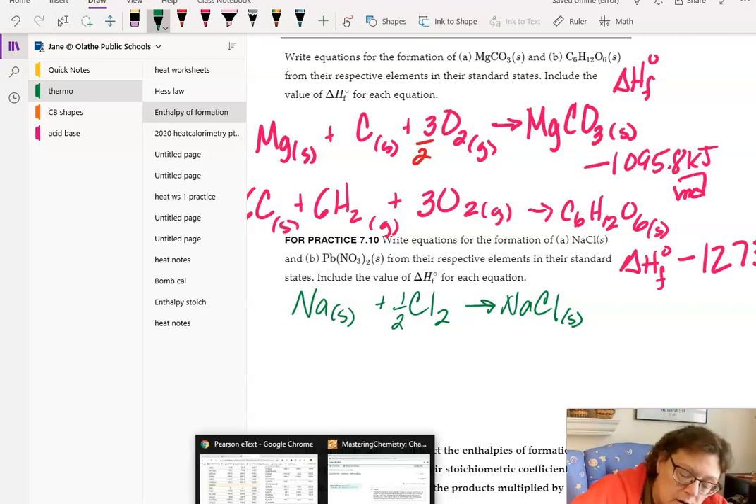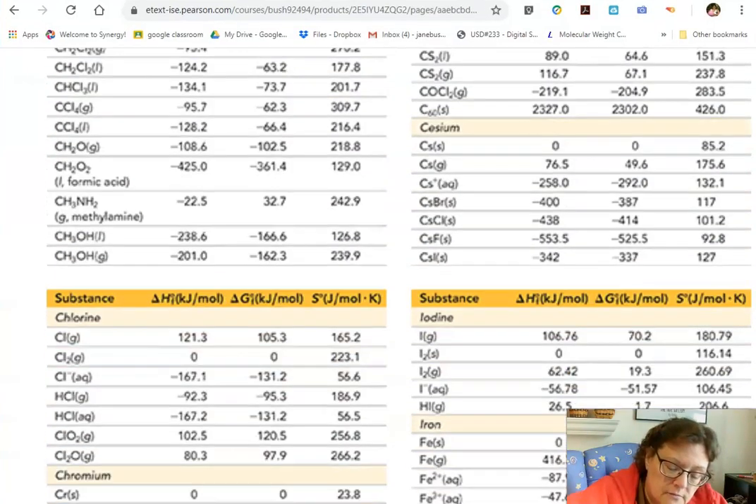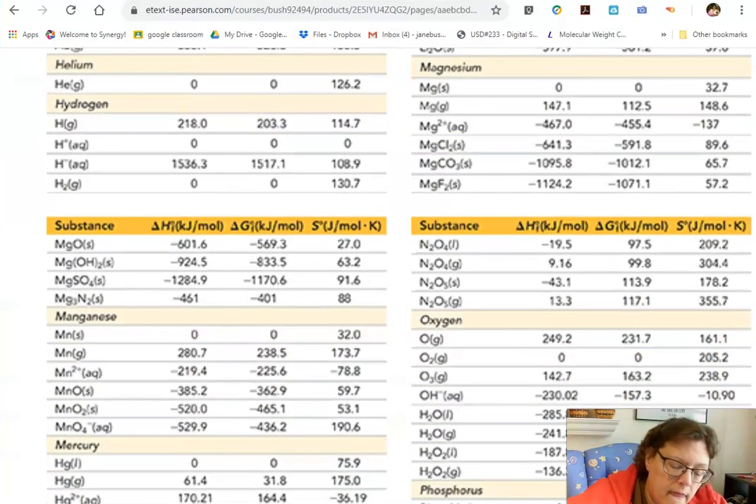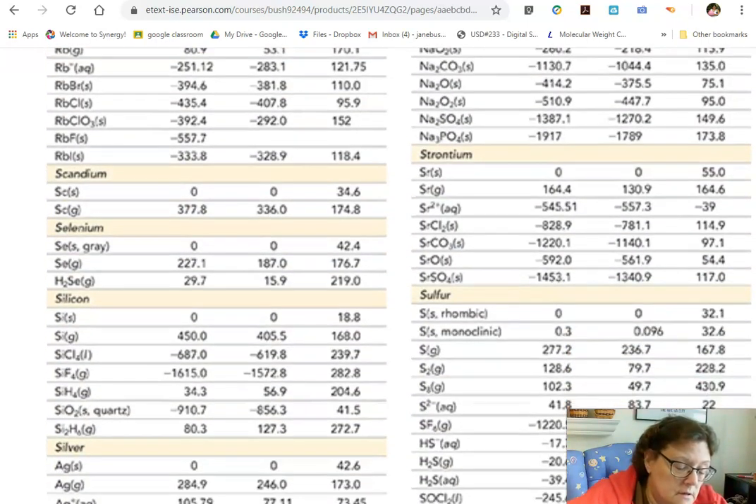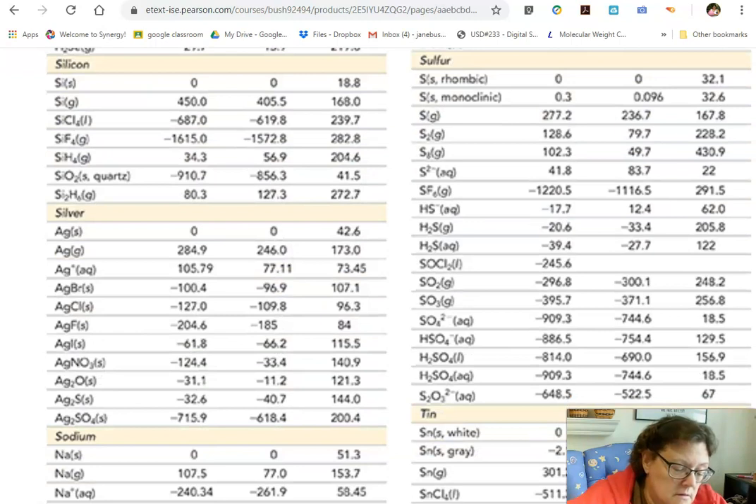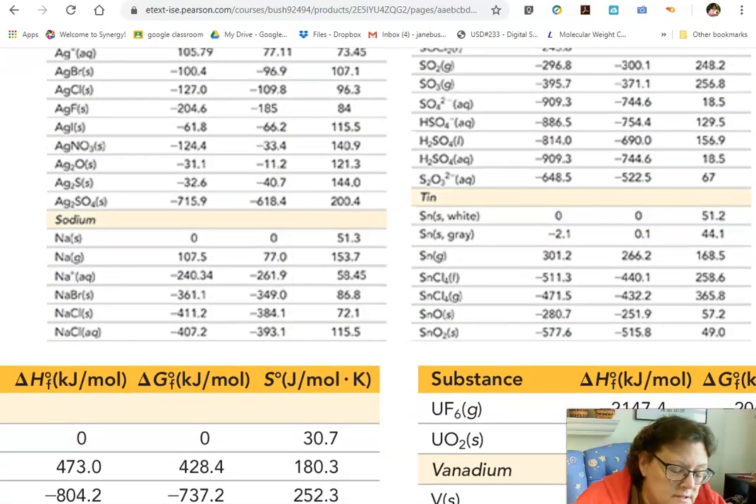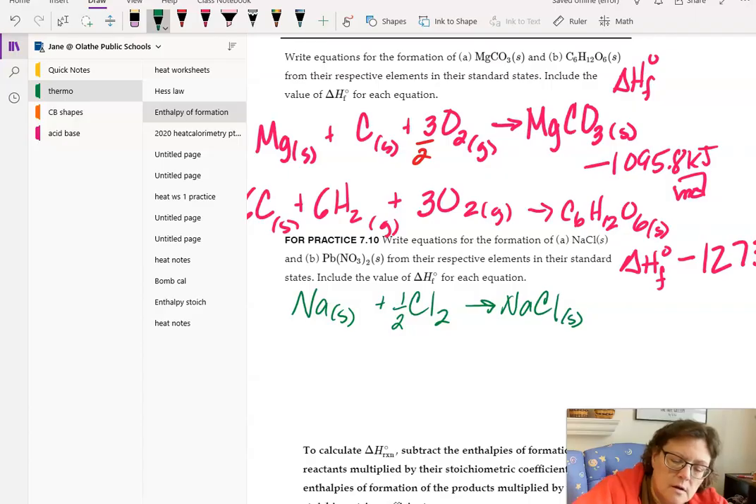We look it up in our table. We'll come down and find sodium. Oh, sodium starts with an S. Duh. Sodium chloride, solid. It's down here right at the bottom. Can you see my little pointer thing? And it's negative 411.2 kilojoules per mole.